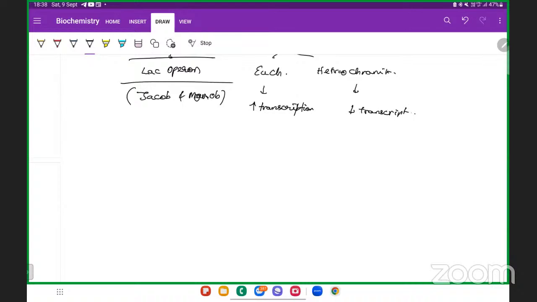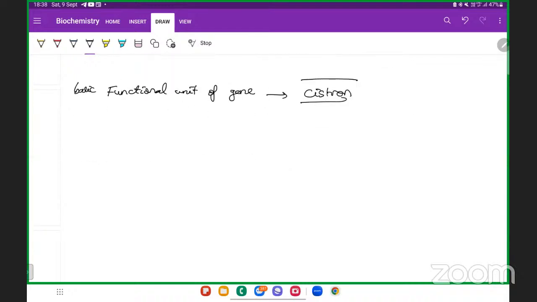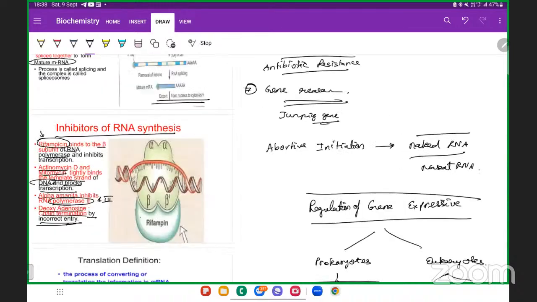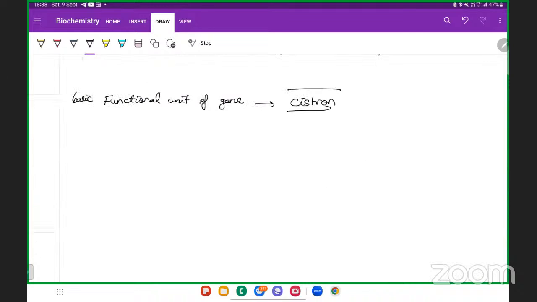So what happens is, you have the lac operon concept. What is this operon or this cistron? They are nothing but a basic functional unit of a gene, which is termed your cistron. You have an mRNA. What is the end product of transcription? The end product of transcription is mRNA. You're going to have tRNA and rRNA. Among them, I will talk about mRNA.